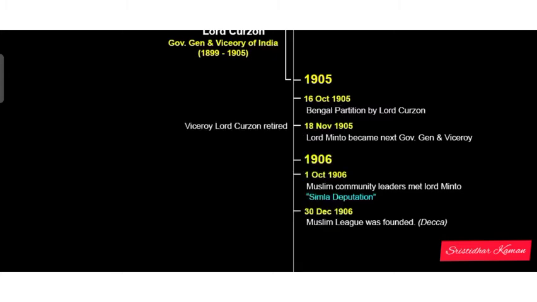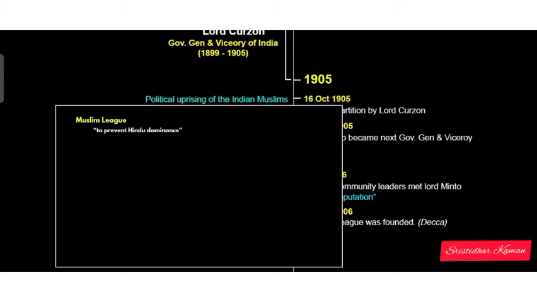The partition of Bengal in 1905 was the reason behind the political uprising of the Indian Muslims in securing representation in the government. The main objective behind the creation of Muslim League was to prevent Hindu dominance over Muslims through a parliamentary system by demanding separate electorates.